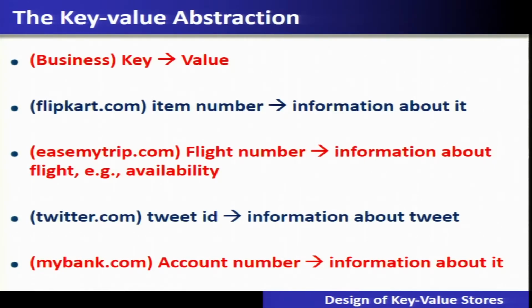What do we mean by the key for a particular business? If it is flipkart.com, the key means the item number and the value means the information about those items. Similarly, for easemytrip.com, the key is the flight number and the value is the information about the flight availability and all other details. For twitter.com, the key is the tweet ID and the value is the information about the tweet. For mybank.com, it is the account number and the information about it.